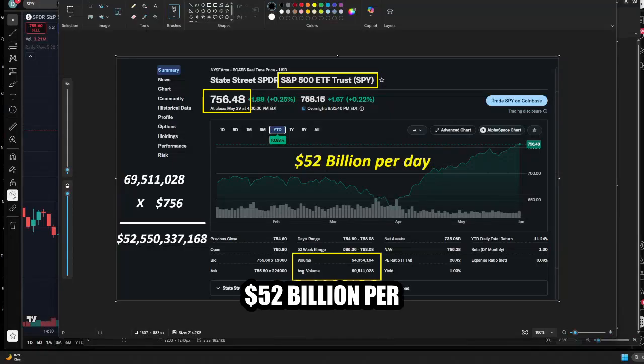$52 billion per day. That's how much is traded on the SPY, which is the S&P 500. One symbol, one ticker, $52 billion per day. The average daily volume is 69 million shares, and the price right now is $756 per share. So 69 million times 756 equals $52 billion per day.